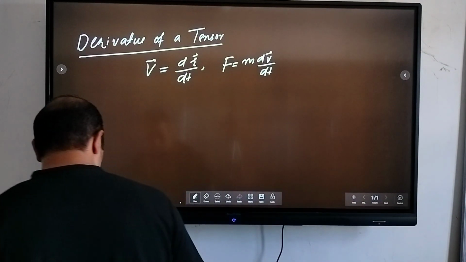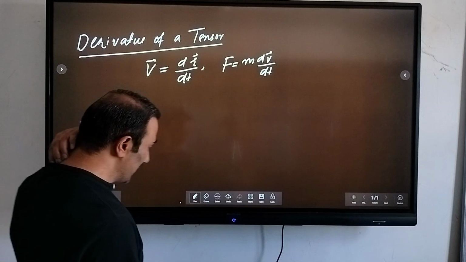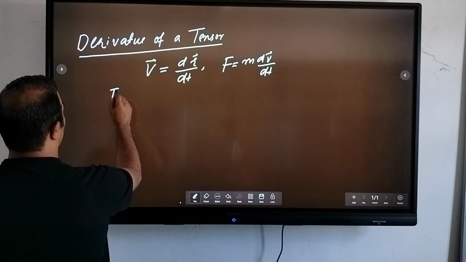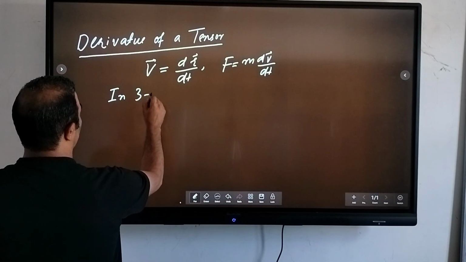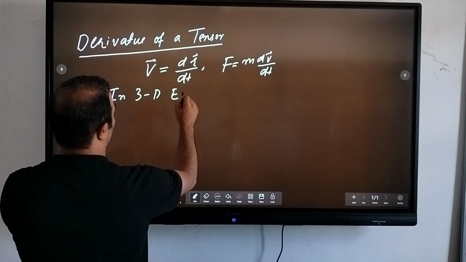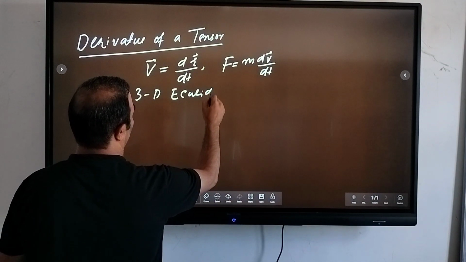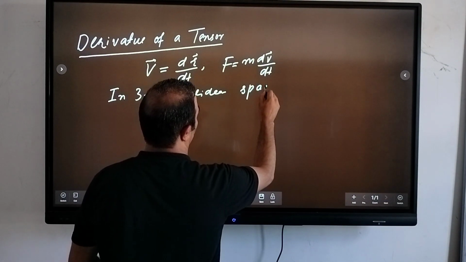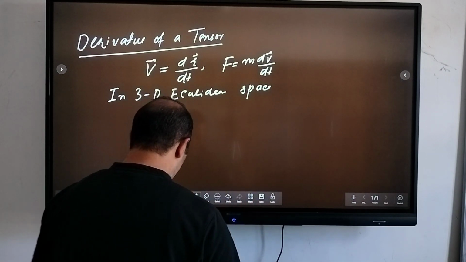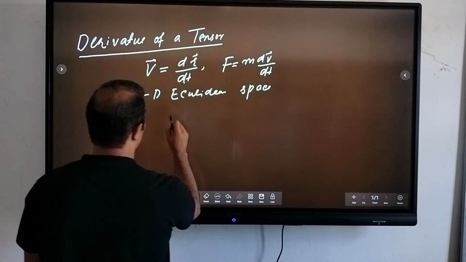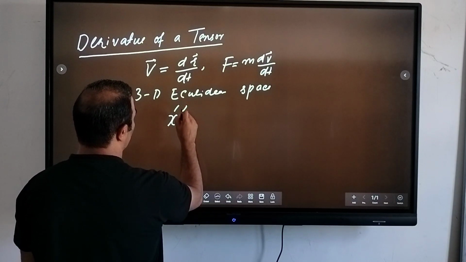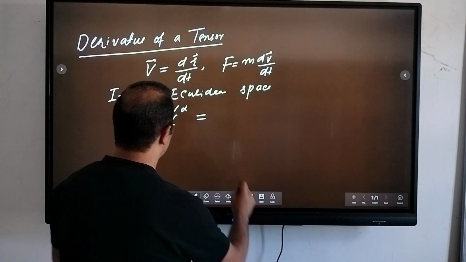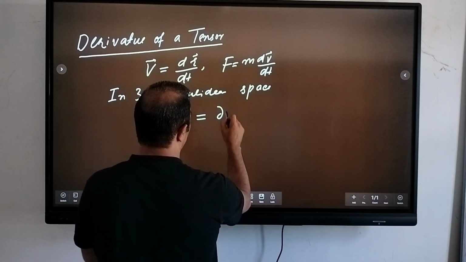So I will give one simple example. If you talk about three-dimensional Euclidean space, how can we write the coordinate transformation? So we are writing x prime alpha, that is equal to partial x prime alpha.